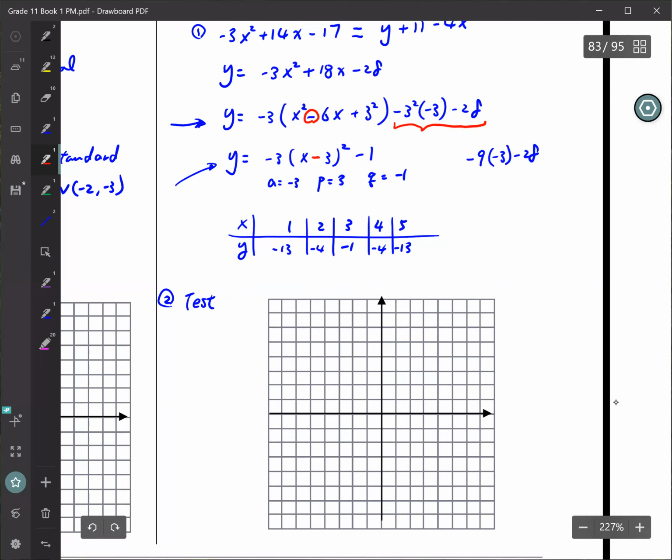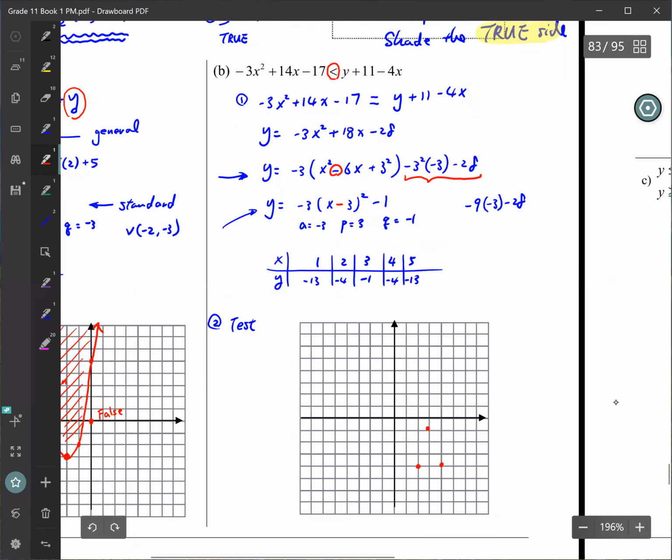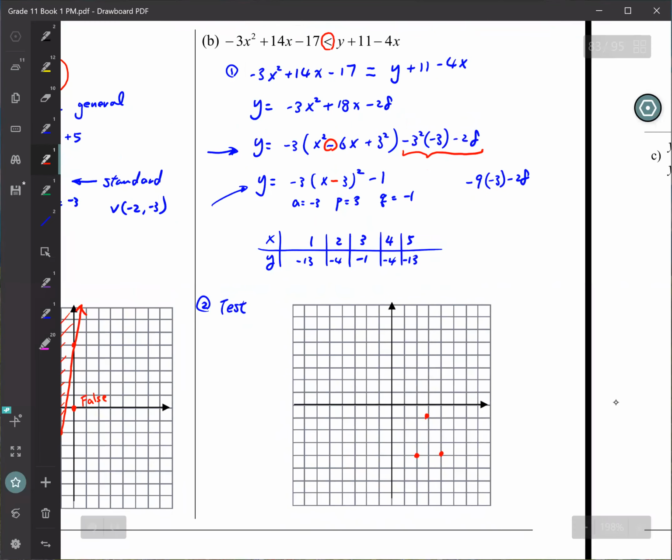3, negative 1. 3, negative 1 is here. 2, negative 4. So this one, it doesn't have an equal sign. So remember, this is a dashed line. Okay, you will lose marks if you forgot to put a dashed line. Okay, dotted lines. Okay, still have 5 people doing the testing.